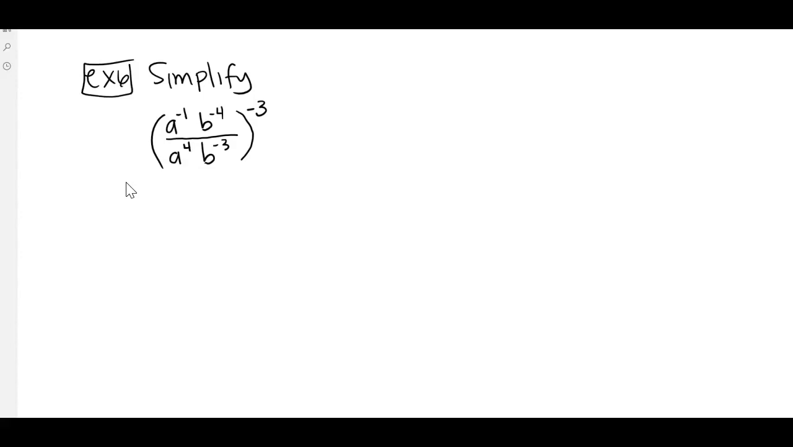Okay, so the first thing I did was distribute the -3 to all of them. On the top I got a to the +3, and then b to the +12, all over a to the -12, and b to the +9. And then I just flipped my a to the -12 up to the top and combined with my a's. A to the 15th with b to the 12th and b to the 9th on the bottom.